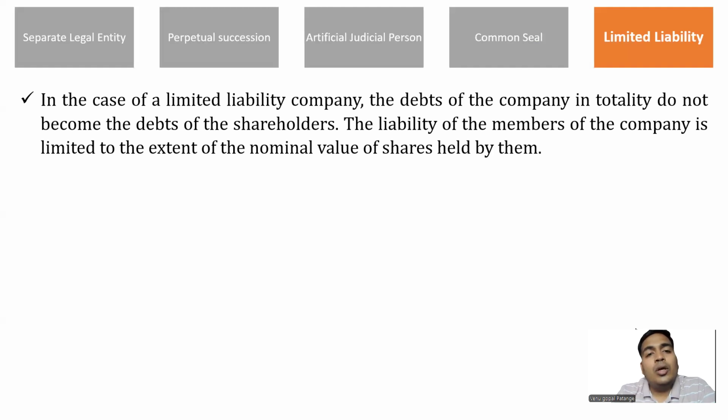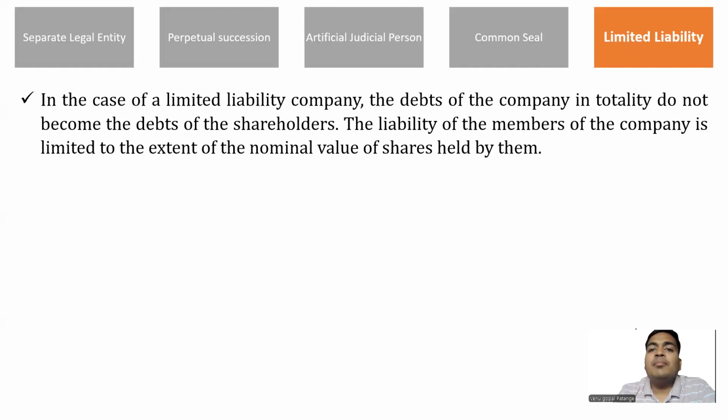Example, you hold 1000 rupees of Reliance shares. Now your liability is up to 1000. If Reliance does something wrong and they get a penalty of some 10,000 crores, what is the liability of a member? Let us say you hold 1000 rupees worth of shares of Reliance. Now your liability is only 1000. They will not come to claim money from you for your personal property. They will claim only up to the extent of your shareholding in that company.